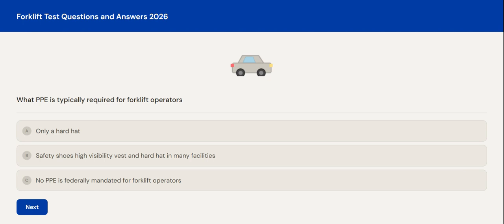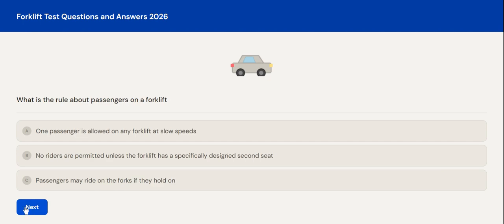Let's move on. What is the rule about passengers on a forklift? No riders are permitted unless the forklift has a specifically designed second seat. A forklift is not a taxi. An unauthorized passenger has no protection in the event of a tip over or sudden stop. One operator, one machine, always.